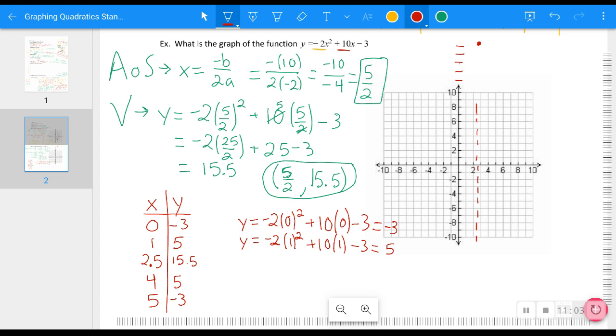So then we can plot each of those points. So at 1, it should be 5, over 1, up 5. At 0, we should be at negative 3. At 4, we should be at 5. And at 5, we should be back down to negative 3. So then if we connect those points, this is a pretty steep one. And make sure you extend it with those arrows on the end. All right, then we'll just do one last example together.